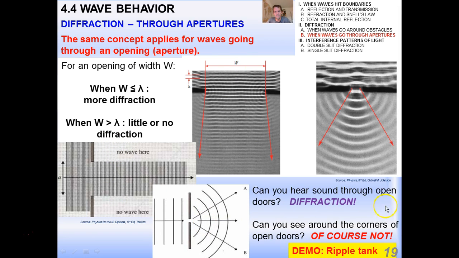Lots of waves here. Okay, so again, can you hear sound through open doors? Yes, that's diffraction. Can you see around the corners of open doors? Of course not, because the wavelength of light is much, much less than the average width of a door, which is about 1 meter wide.